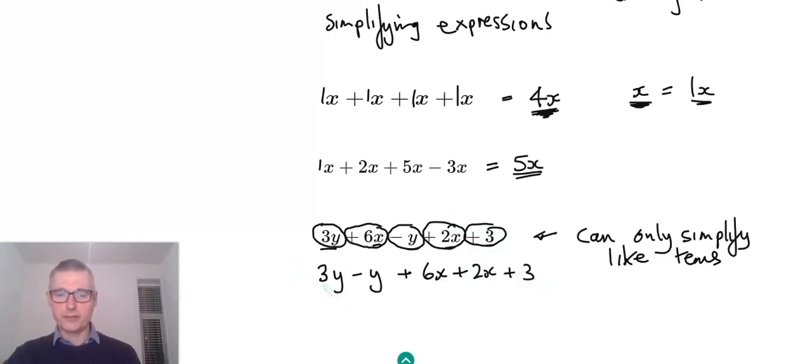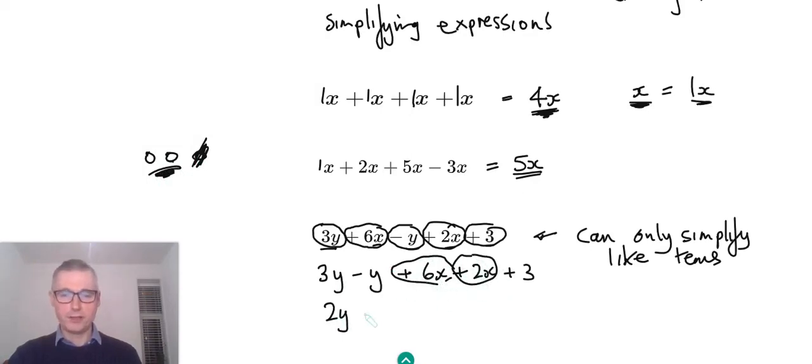So now I've got that, I can look at the like terms. In terms of the y's, I've got 3y's take away another y. So 3y take away y is 2y's. Just like thinking if y represented an apple, I've got 3 of them, and then I'm going to take away 1. So cross 1 off, and I'm left with 2 of them. So I've got 2y. Then I'm going to look at the x's, and I've got plus 6x and plus 2x. If I add 6 and 2 together, I'm going to get 8.